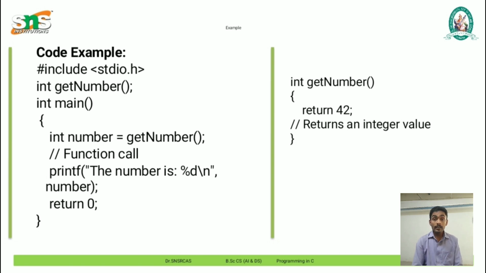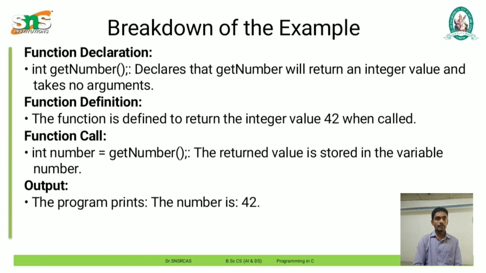And coming to the right side section, which is the function definition section, int get_number, simply we are giving return 42. Instead of the value 42, you can also give any valid C expressions like x plus y, x into y, x minus y, and so on. The explanation of what we discussed in the previous example: function declaration is nothing but int get_number, then function definition, function call, and output statement.